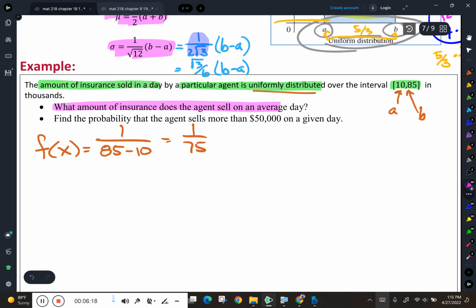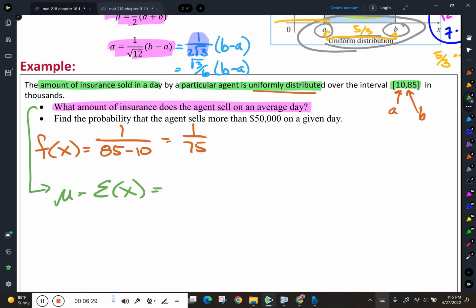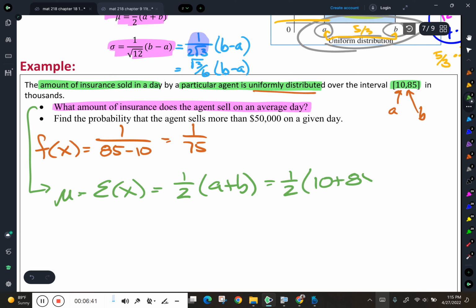What amount of insurance does he sell in an average day? Well, that's asking for the mean of this probability model, or if you prefer, the expected value of this probability model. And I have a formula for that. The formula says that's always 1/2 times A plus B, or for this specific example, it's going to be 1/2 times 10 plus 85. 10 plus 85 is 95. So 95 over 2, and 95 over 2 is what? 2.5 shy of 50. So 47.5.